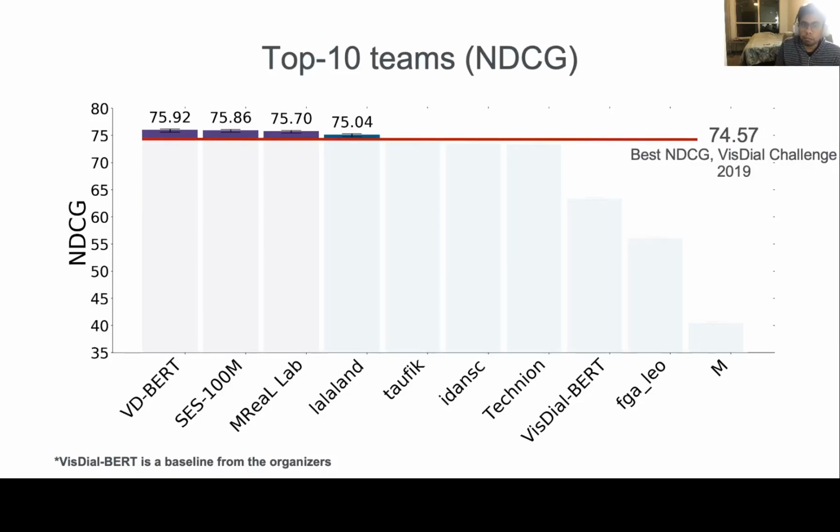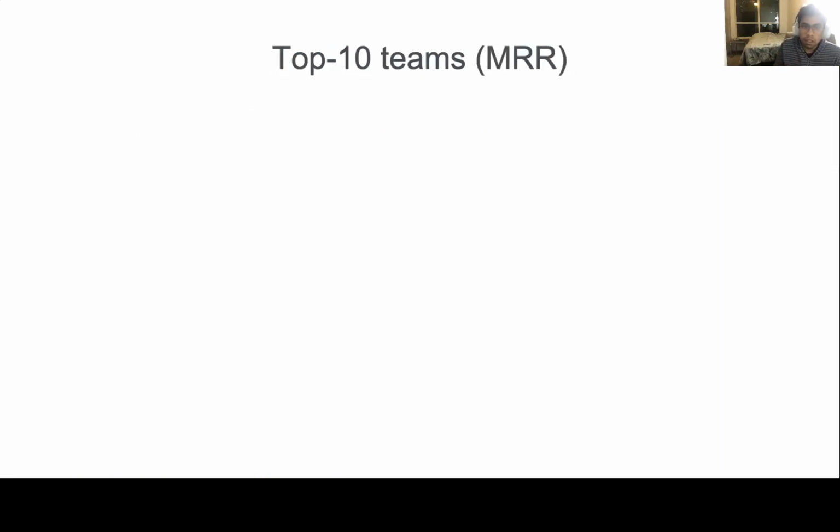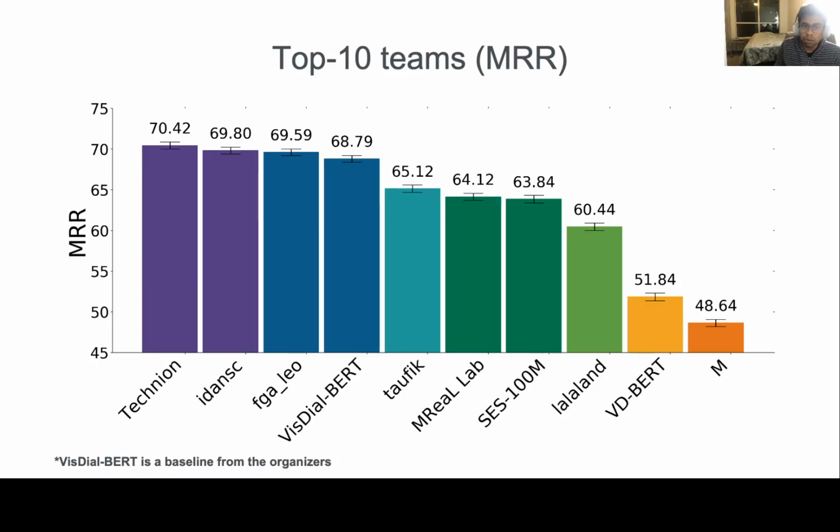We also note that compared to last year, the highest NDCG score went up by around a percentage point and a half. The top 10 teams based on their MRR scores are as follows. We have Technion with 70.42, Idan SC with 69.8, FGLEO with 69.59, VisDial BERT with 68.79, Taufik with 65.12, MReal Lab with 64.12, SES 100M with 63.84, La La Land with 60.44, VD BERT with 51.84, and M with 48.64.